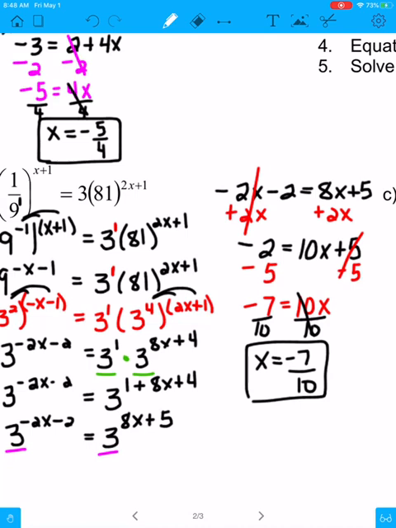And then I'm going to type it into my y1 and my y2, and I'm going to check it. Now remember, if you don't want to check it that way, you can also type negative 7 over 10 into the equation and see if left side equals right side.